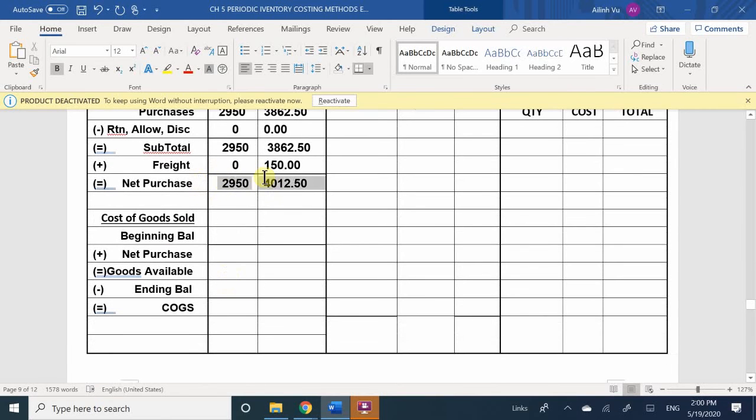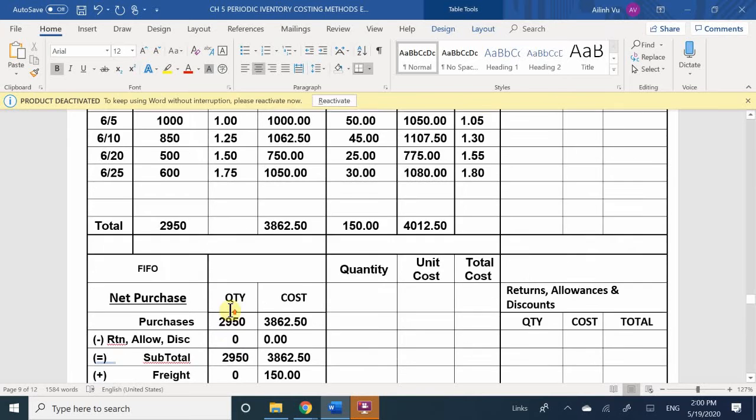So these two numbers are going to come down here. Do we have any beginning inventory? No, we don't have any beginning inventory. That's supposed to be 0. Then we add them together. We add up our net purchases, which are the things from up here. So our goods available, we only have 2,950 items to sell, and the whole thing cost $4,012.50.